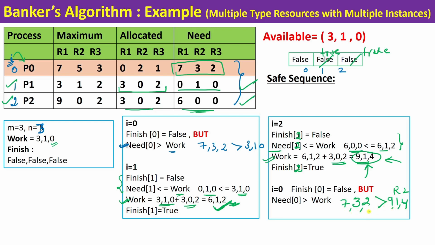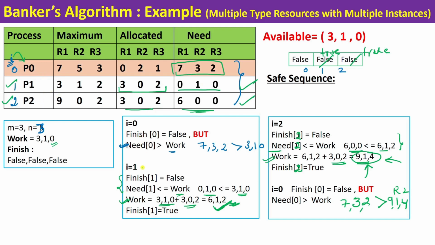All the 3 should be less than or equal to work. But if any one of them is greater than your work, then we see this relation as unsatisfied: need is greater than work. So we will not proceed further. That means we cannot grant the future need of P0, and P1 and P2 are completed.